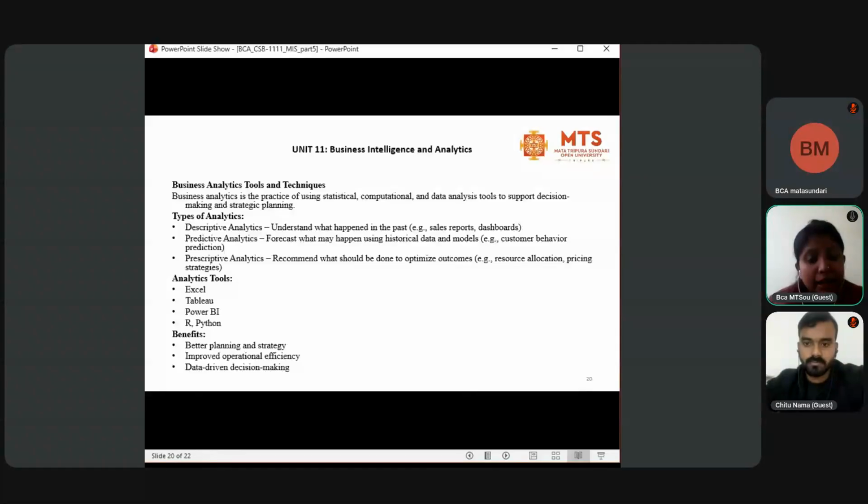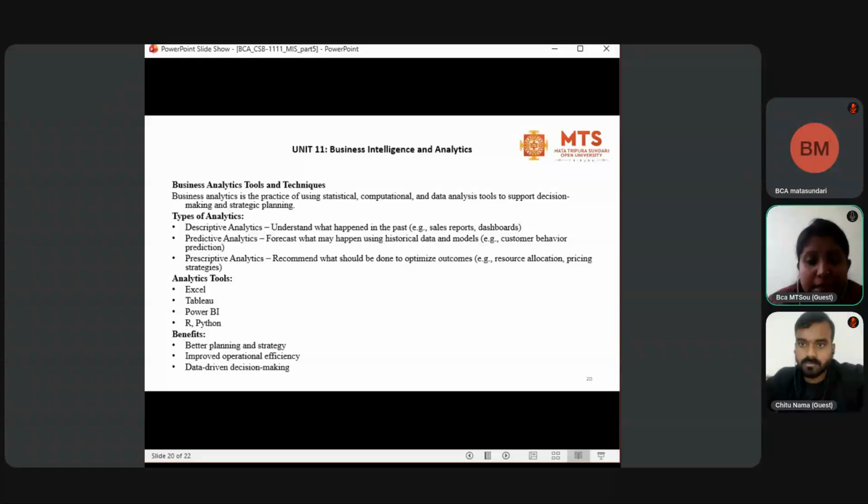And there are some types of business analytics. First one is descriptive analytics, that understands what happened in the past. And predictive analytics forecasts what may happen using historical data and models. And prescriptive analytics recommends what should be done to optimize outcomes. So these are the types of business analytics.